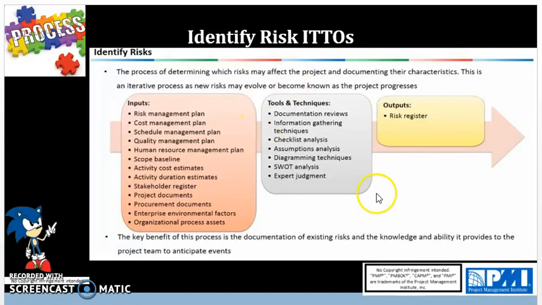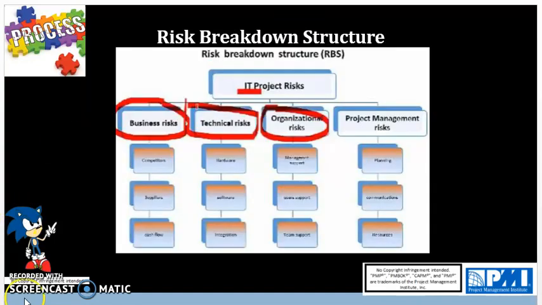The risk register is going to be an unprioritized list of brainstormed risks and responses that don't have any monetary value. It is a list of identified risks and potential responses. So the key benefit of this process is the documentation of existing risks and the knowledge and ability it provides to the project team to anticipate events before they occur, allowing thinking about potential responses to the risk. So the key benefit here is preparing responses for the risk.